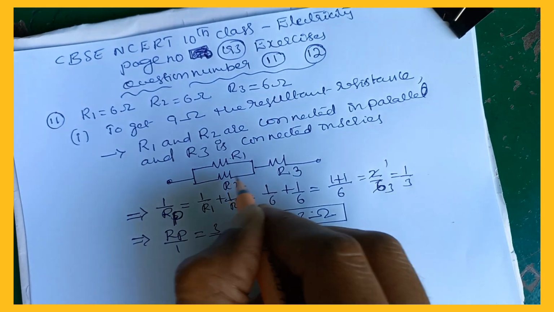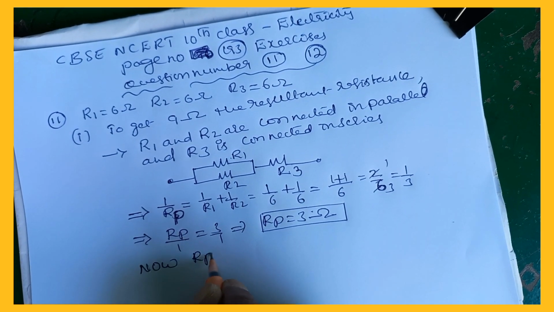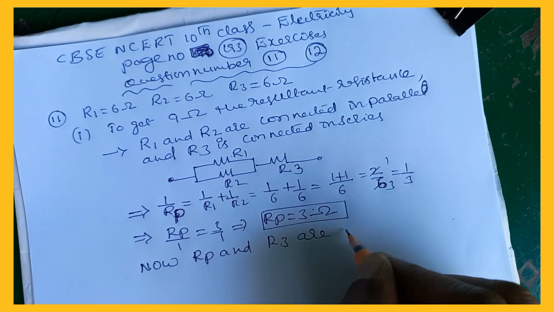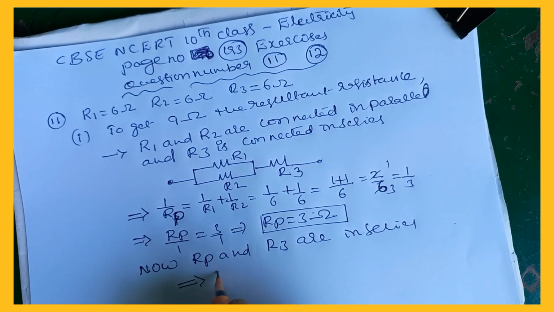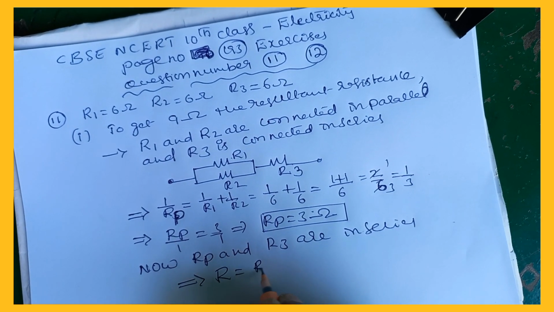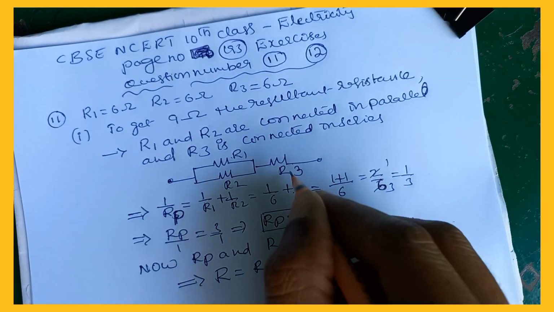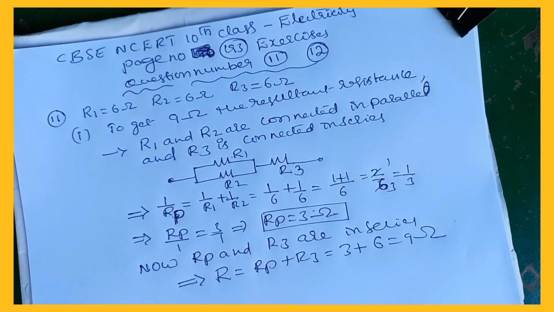Now Rp and R3 are in series. So total resistance R is equal to Rp plus R3, that is 3 plus R3 value 6, that is 9 ohms. So likewise it is calculated.